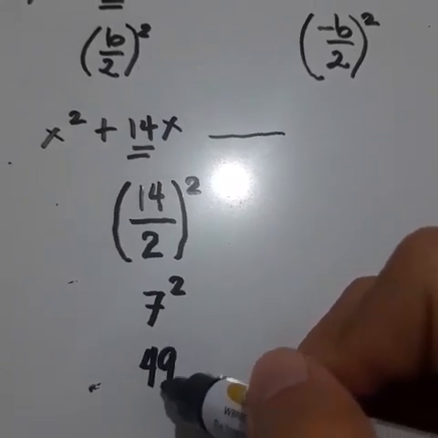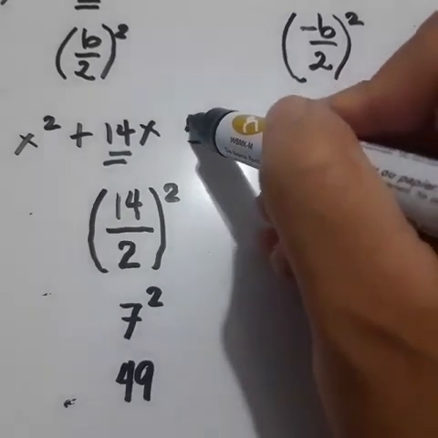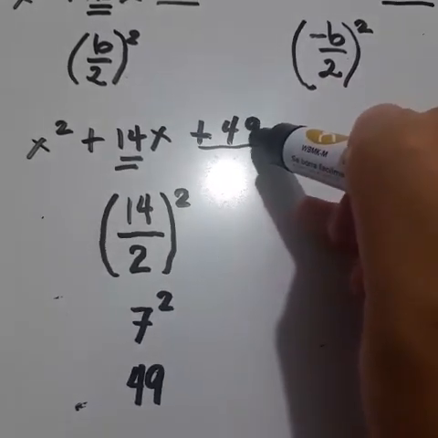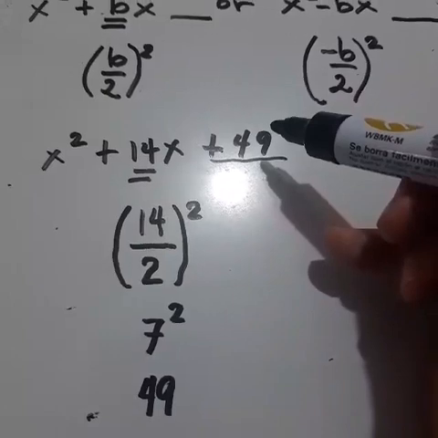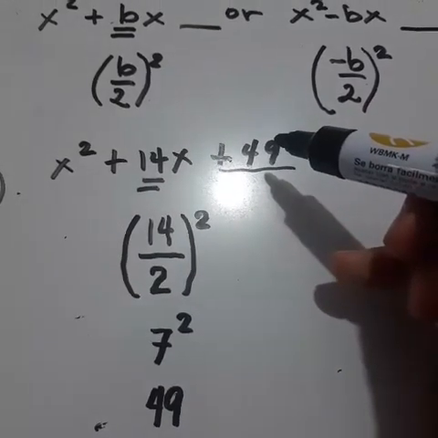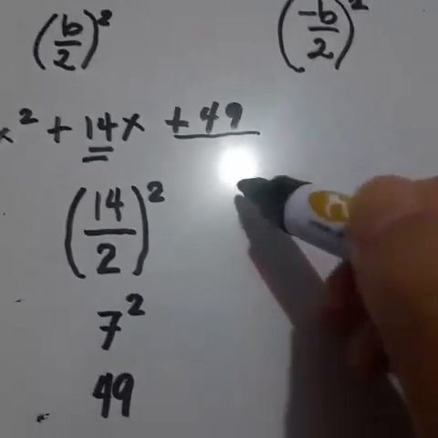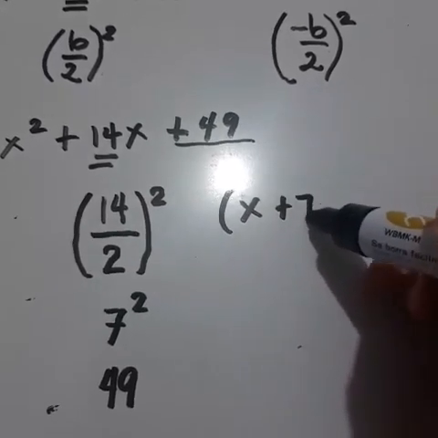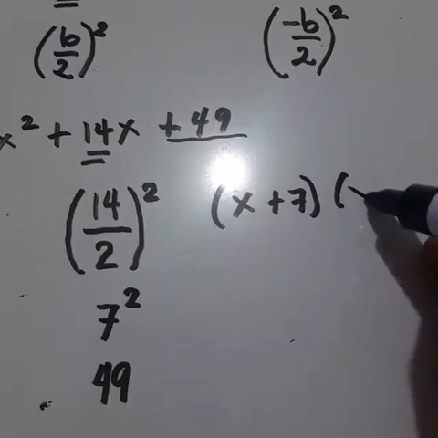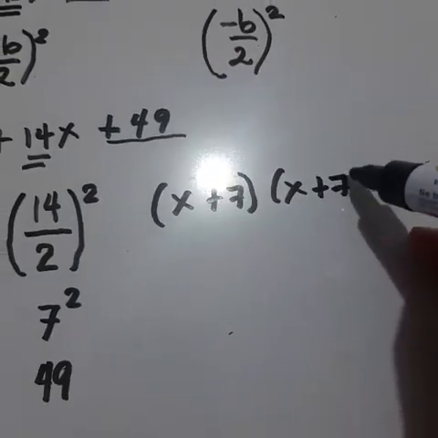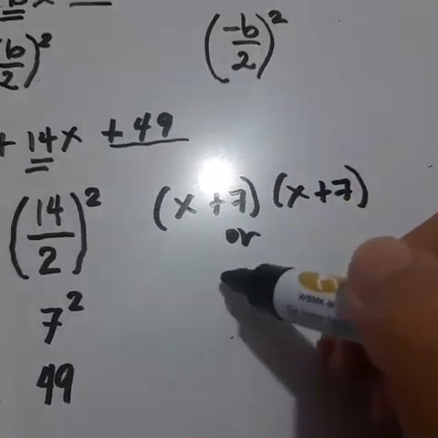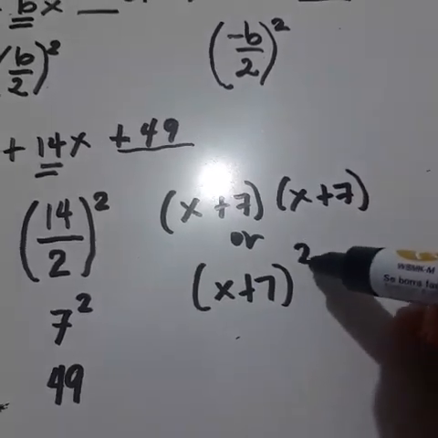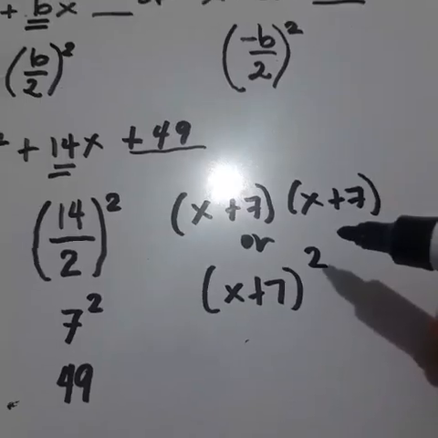So, it is positive. So, meaning your third term is positive 49. So, if you are going to factor x squared plus 14x plus 49, so this is going to be x plus 7 times x plus 7 or x plus 7 squared. Okay, let's have another example.